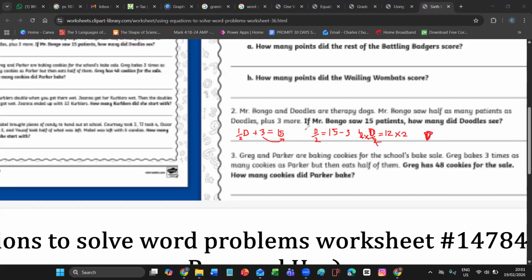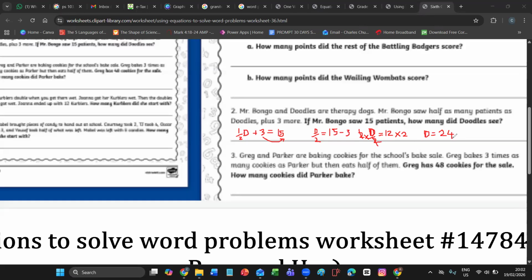Ah, my D is looking like something else. Yep. So D is equal to, sorry, 24. Yes, not 30. 24. Okay. So yeah. Okay, let's go on.